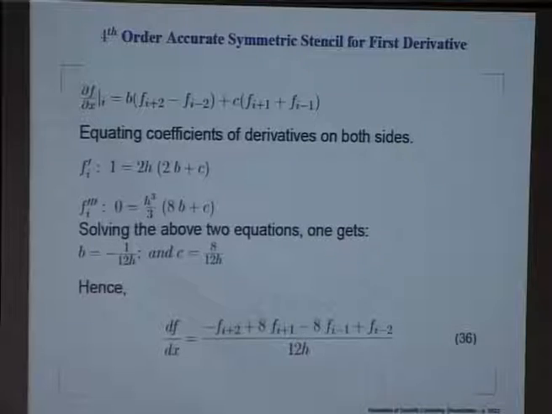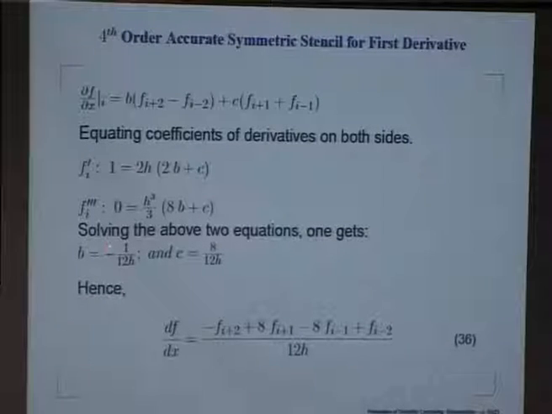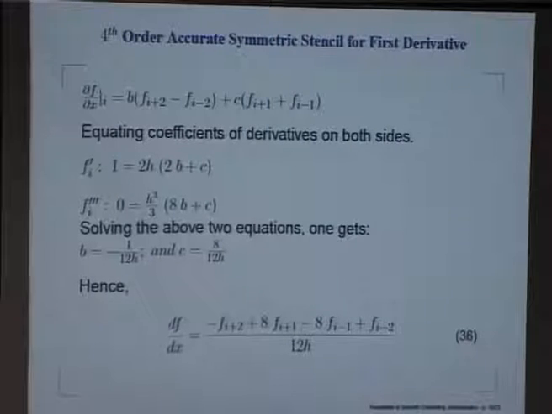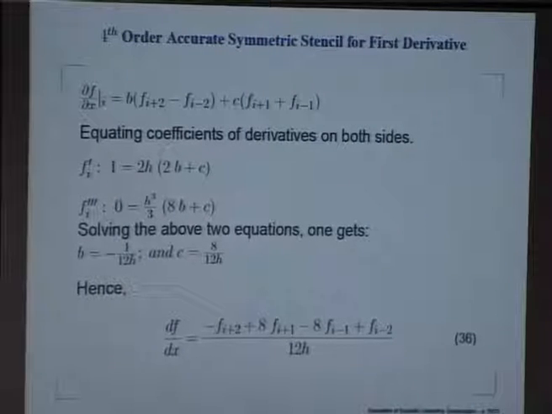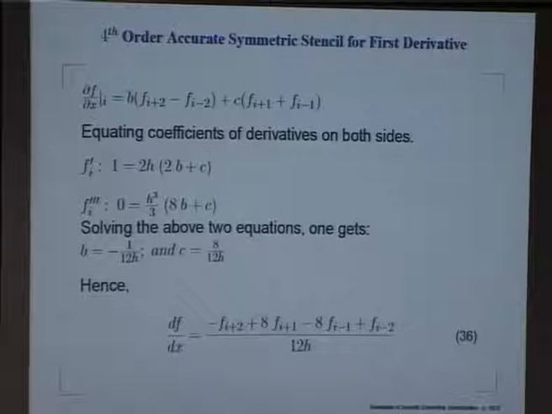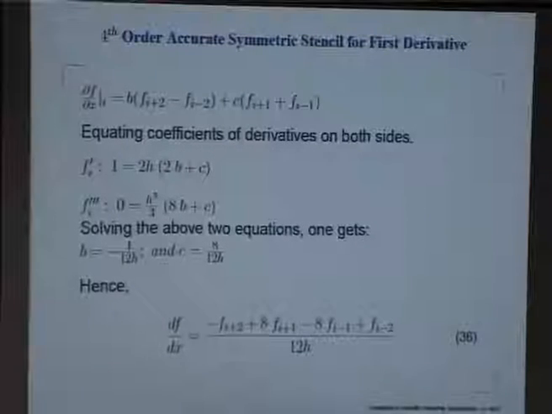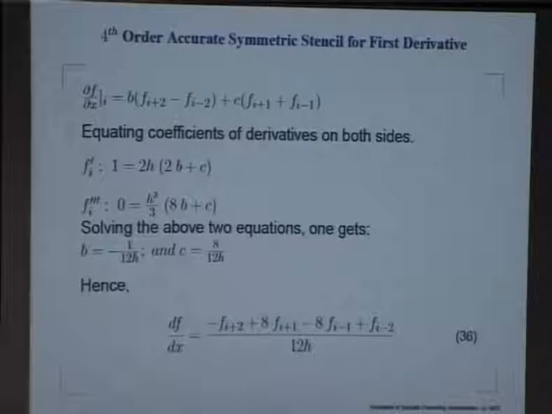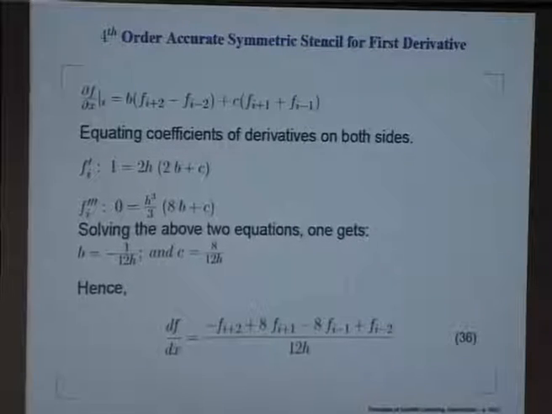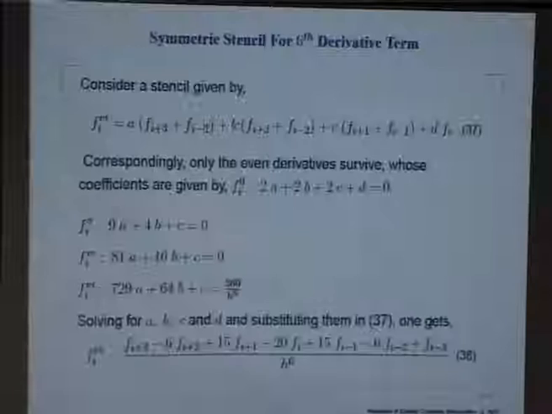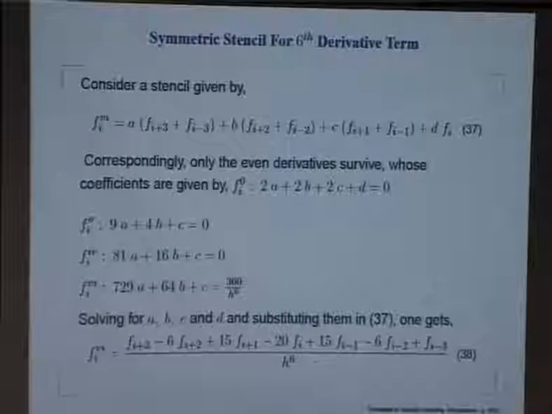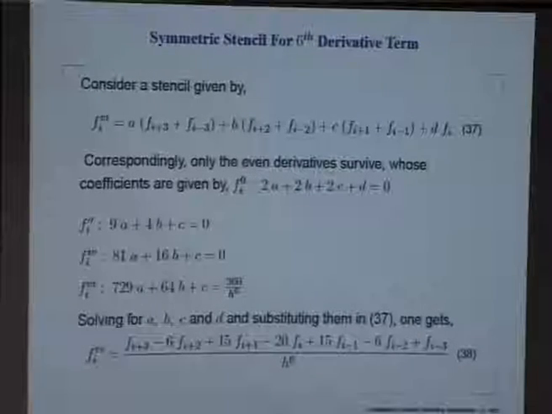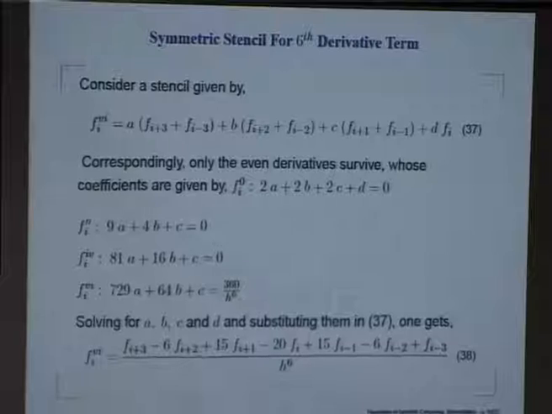In the same way, if you decide to figure out what the fourth order symmetric stencil would be for the first derivative, then you just keep the first two terms and again go through that same process, equate the coefficients of the first and third derivative, solve for it, and you get this.